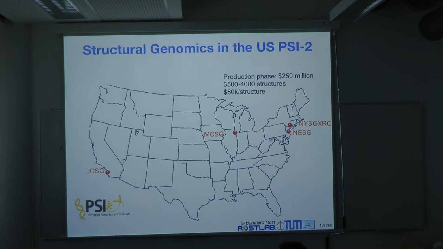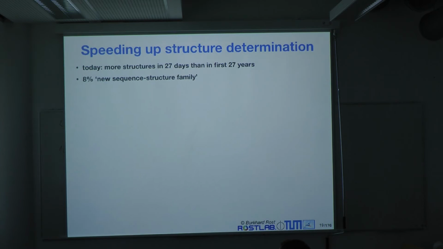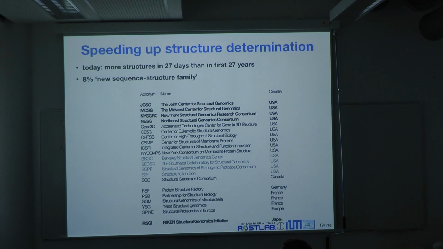It started in the US 15 years ago, where at some point there were 4 large centers, and they essentially had something like $250 million and produced about 3,000 to 4,000 structures, which meant that they created about 1 structure for $100,000, and that had been the goal with which they started. At the onset of structural genomics, the price had been much, much higher. That was one outcome of structural genomics. Structural genomics had many outcomes. And here's a bunch of these centers. Today, we have as many structures in 27 days as before in 27 years. And again, this statement is outdated. I don't know what really is today. I should rephrase.